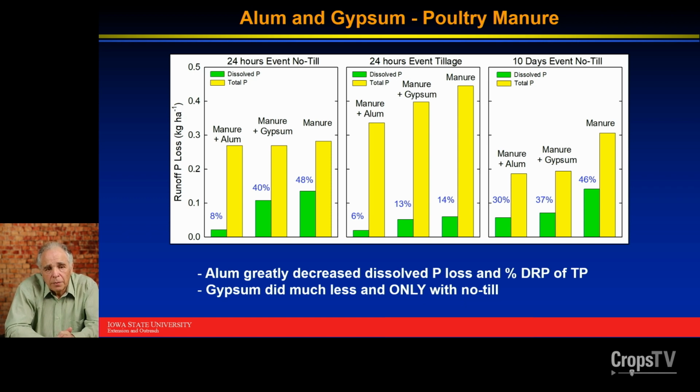And then we have the manure plus the alum, the manure plus the gypsum, the manure alone. So in a nutshell, what happened there is that the alum, which is aluminum sulfate, really decreased dissolved P loss to 1/4 or something like that. It's really good. And we worked over 2 years with this study. It also reduced the proportion of dissolved P in runoff. And the gypsum did much less, and only with no-till, okay?